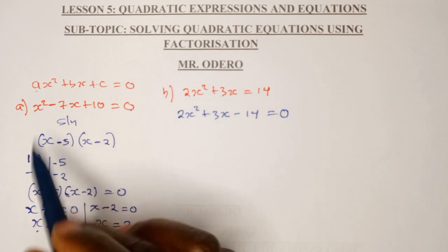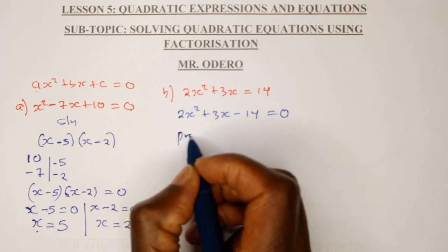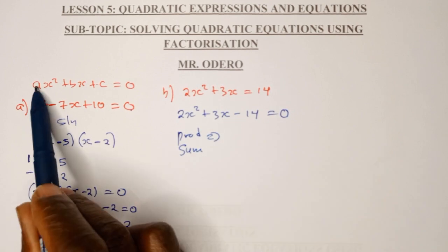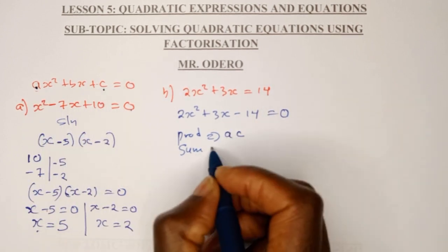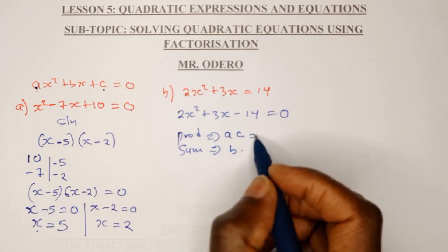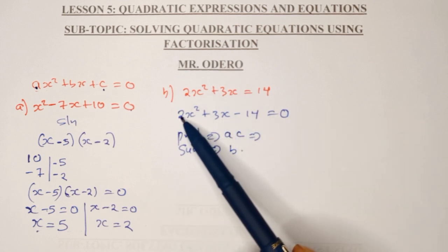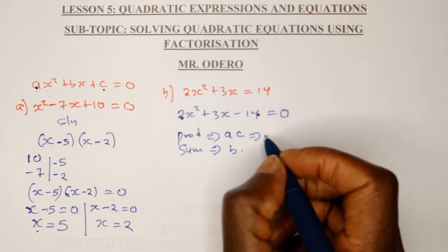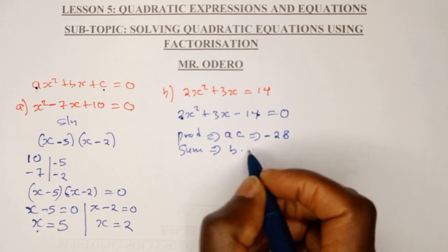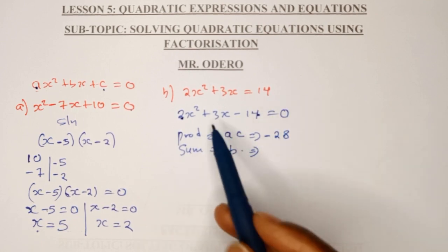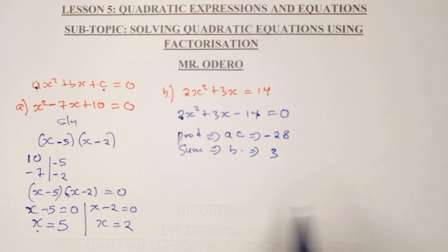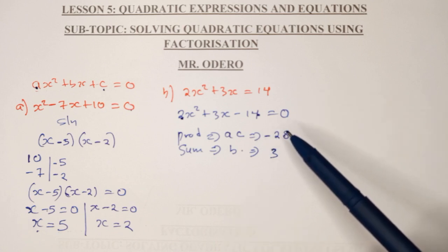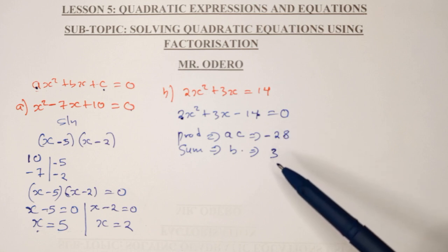When it is in this form, you can't use the previous method. So you just come and say product and sum. The product, you take a multiplied by c. The sum is always b. So here, this is the a and this is the c, so this one gives you negative 28. Then the sum here is 3. So look for two numbers that when you multiply them, you get negative 28, and when you add them, you get positive 3.